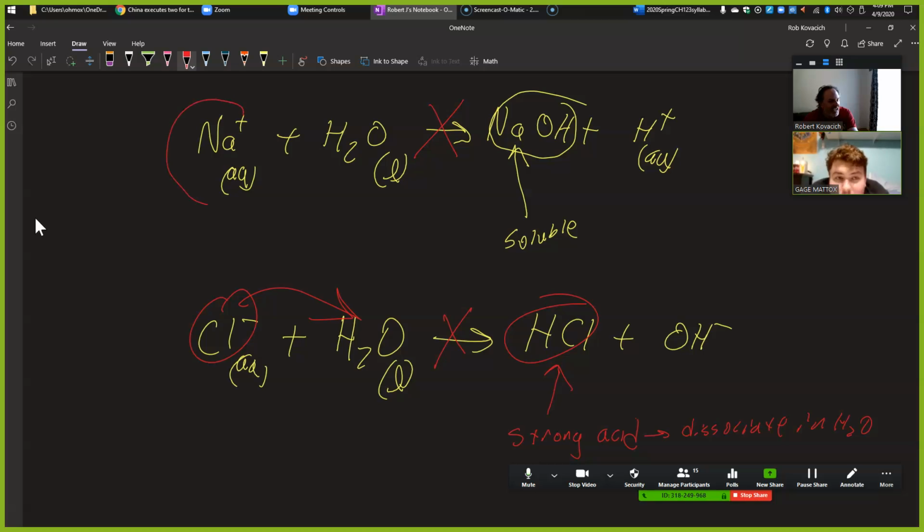Because if this was a base, it would be NaOH, and that doesn't stay connected in water because it's soluble. And if this was an acid, it'd be HCl, and that doesn't stay connected in water either. So it will stay disconnected, meaning it can't pull a water molecule apart. All right?